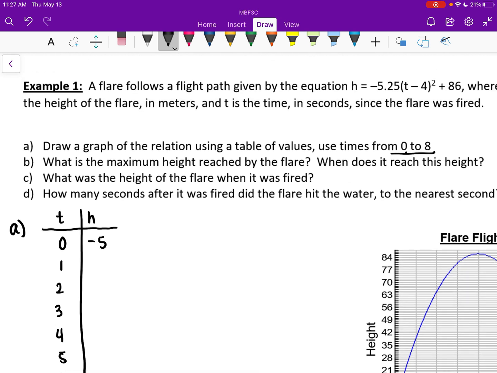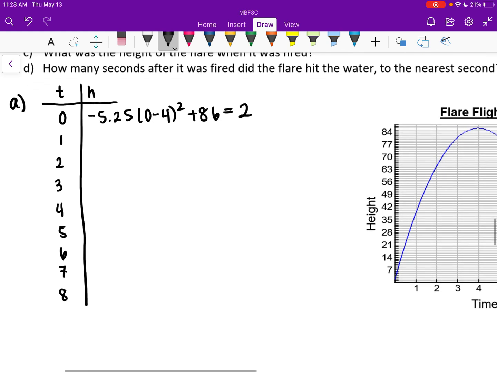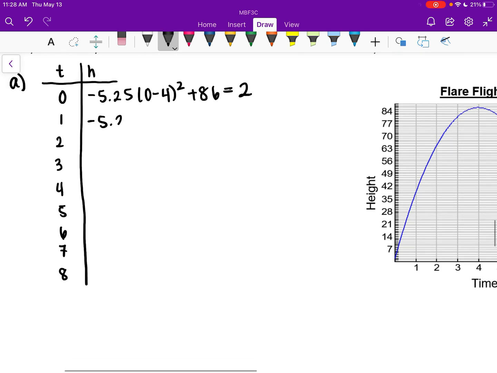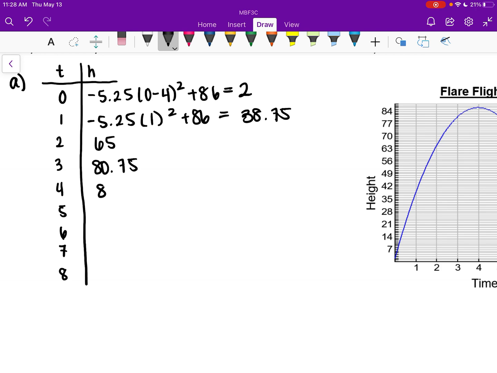So I know height is equal to -5.25 times (0 minus 4) squared plus 86. And if I do that math, I'm going to get 2. Keep going. I'm going to do -5.25 times (1 minus 4) squared plus 86. I just throw this in all together, and I should get 38.75. And I'm just going to go ahead and do that all for the next. So I'm going to get 65. Then 80.75. Then 86. Then 80.75 again. Then 65. Then 38.75. And then 2.